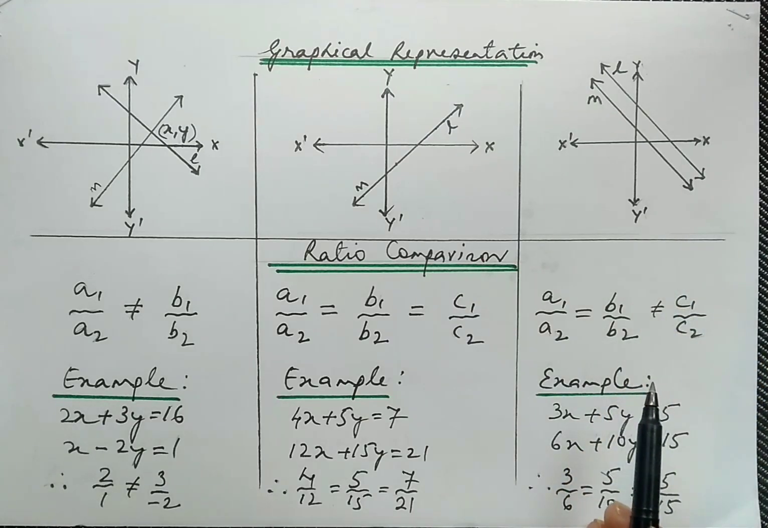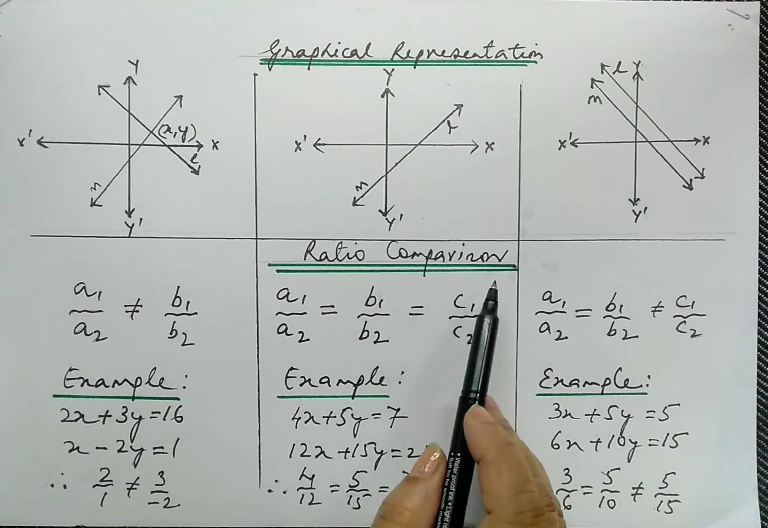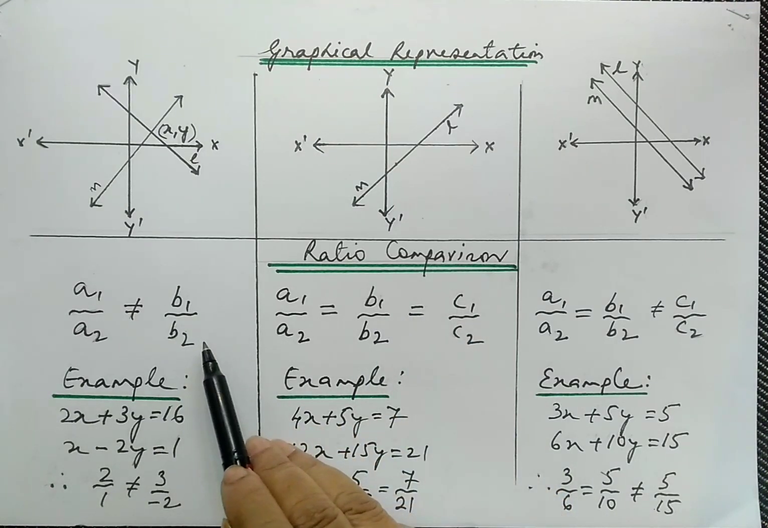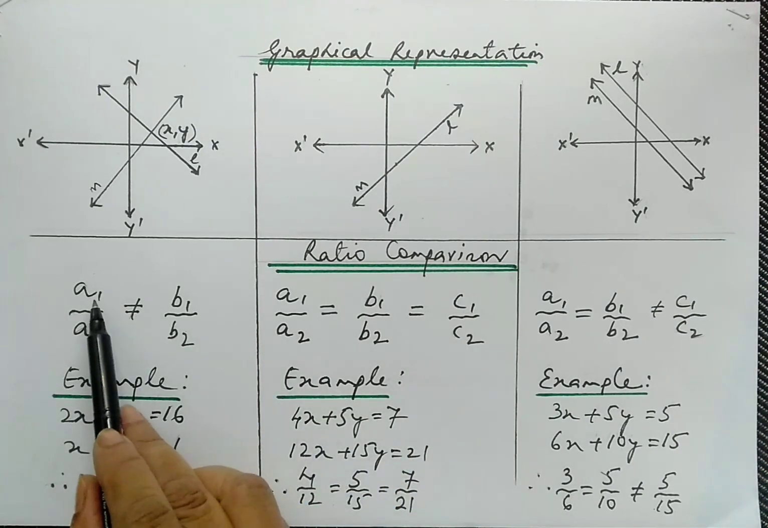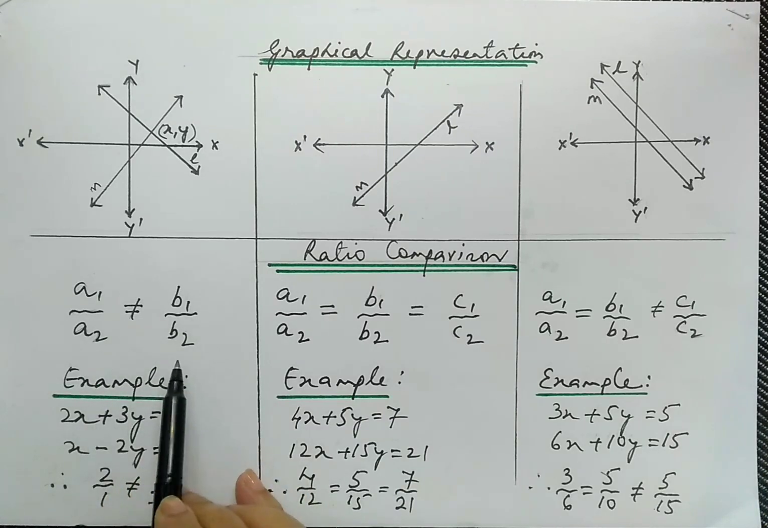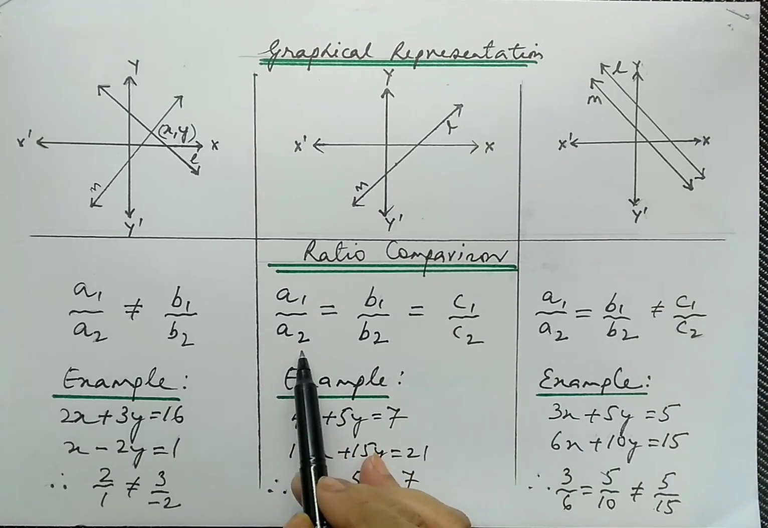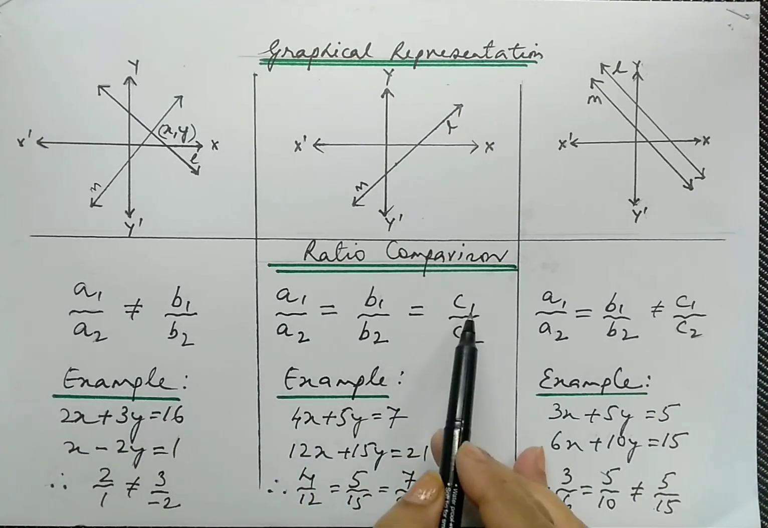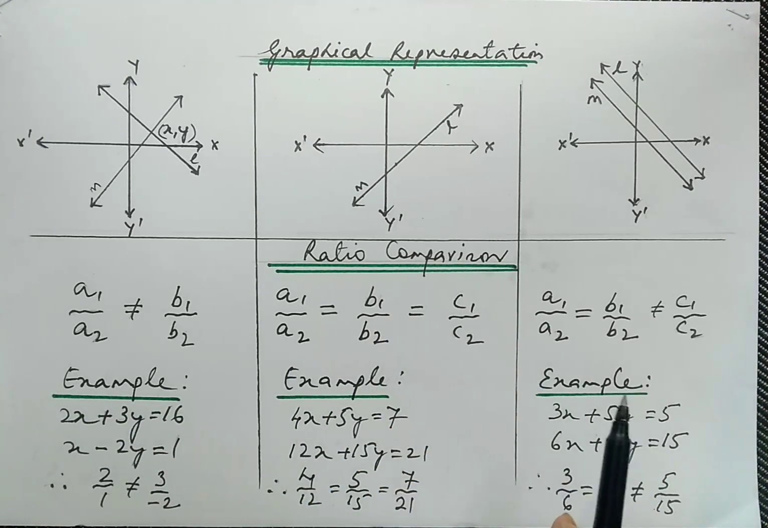All right, now coming to the ratio comparison. Usually students find this a little tricky or confusing, because when we talk about a1 upon a2 not equal to b1 upon b2, what does it mean? Or a1 upon a2 equals b1 upon b2 equals c1 upon c2, what do they indicate? They indicate so many things, which is the finding of this system of simultaneous linear equations.